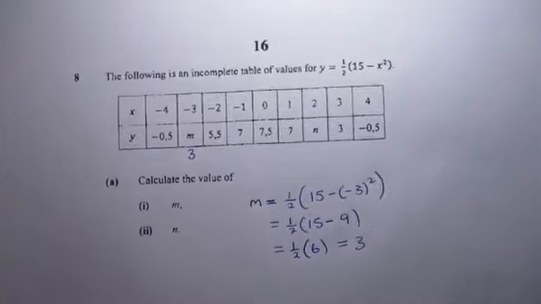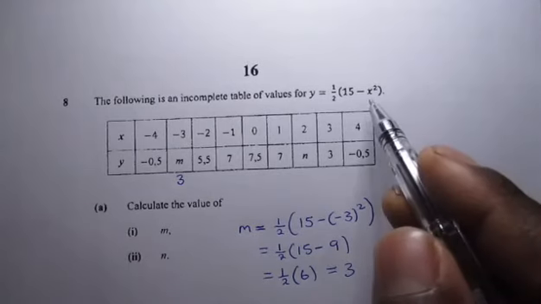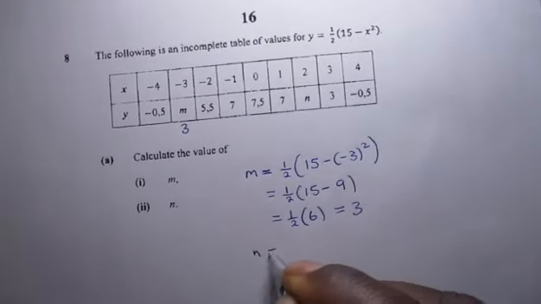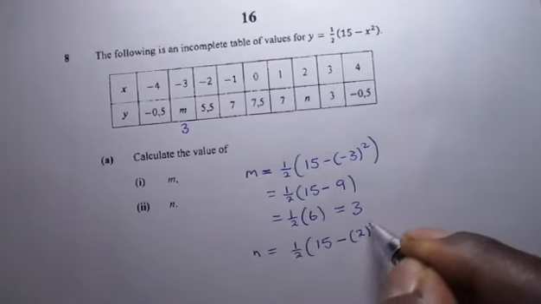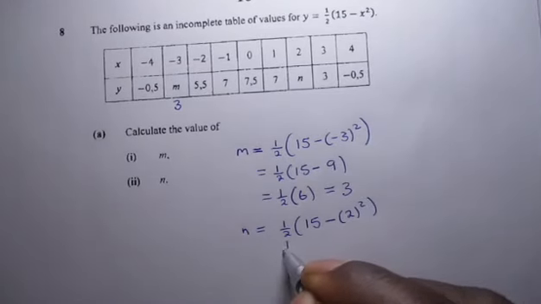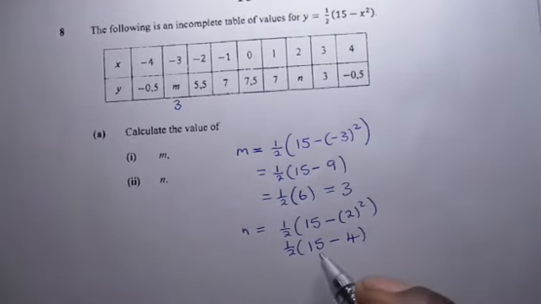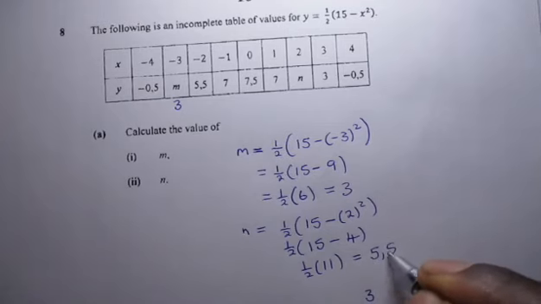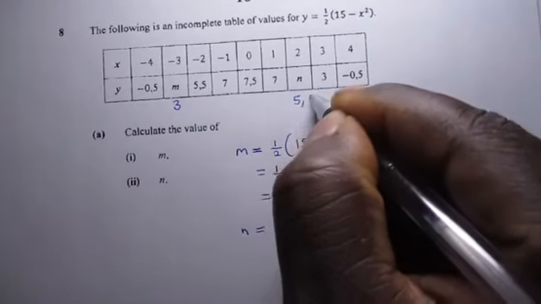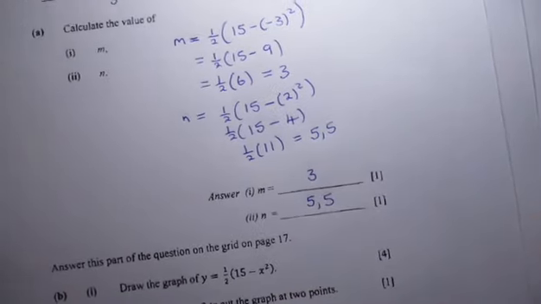We move on to n. The value of x aligned to n is 2. So to find n, you need to put 2 on x, right? So n equals half, open bracket 15, minus open bracket 2 squared. Where 2 squared gives you 4. So 15 minus 4, you get 11. And half of 11 is equal to 5,5. So n is being represented by 5,5. So I'm going to write 5,5 here. So you get 2 marks for that.